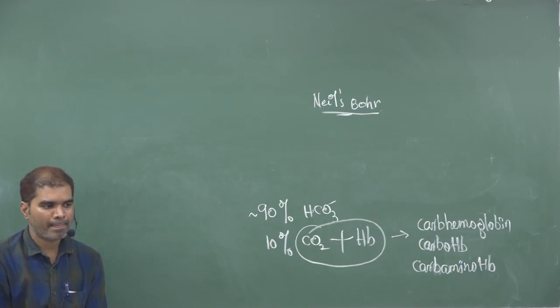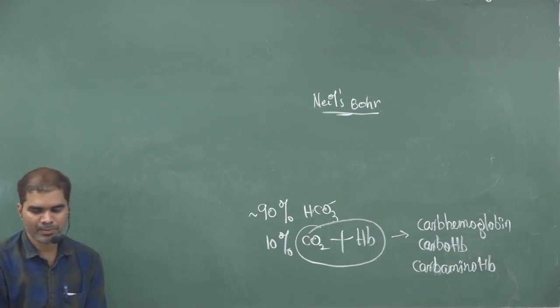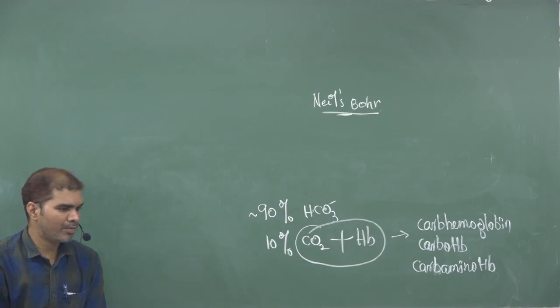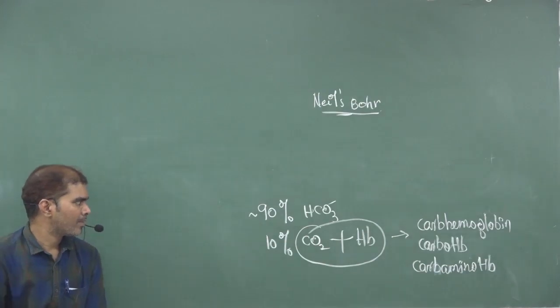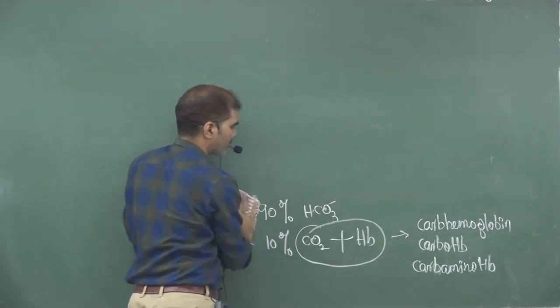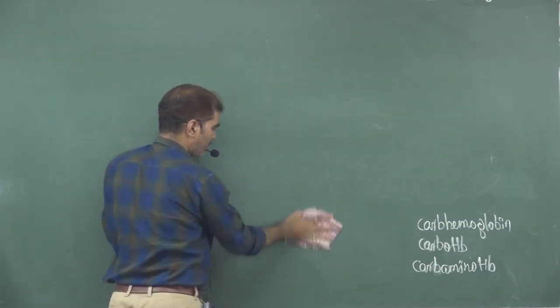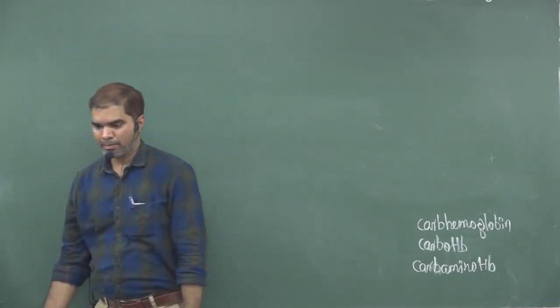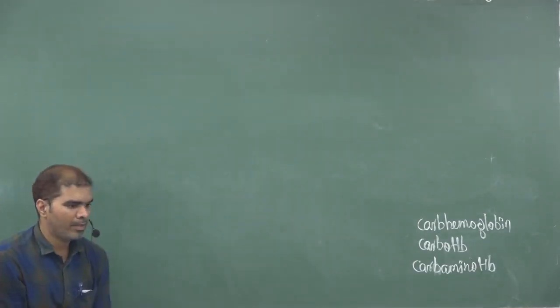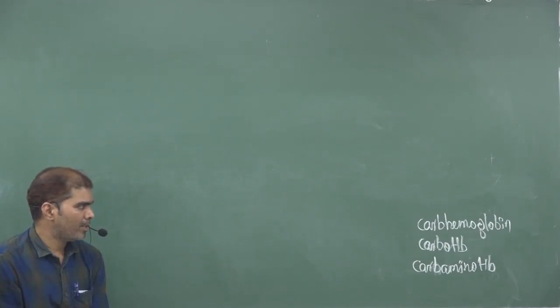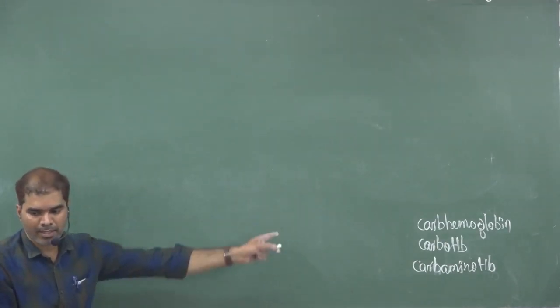Next, nearly 10% of CO2 directly attached to hemoglobin to form a complex called, write down, carbhemoglobin or carbohemoglobin or carbamino hemoglobin. Carbamino.